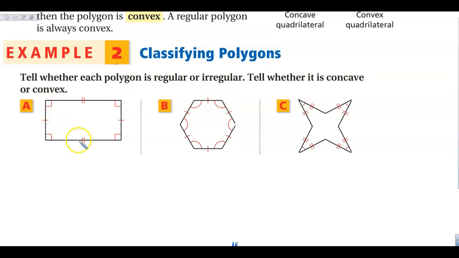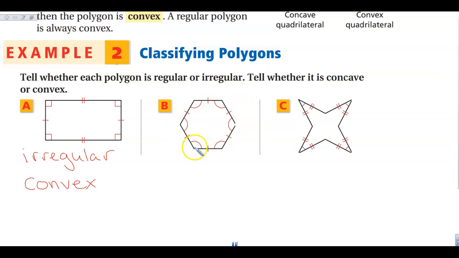So the first thing we look at here, we have a rectangle. All 4 angles are the same, so it is equiangular. But is it equilateral? Is this side the same length as this side? And that answer is no. These are 2 different side lengths. So because the side lengths are different, it cannot be regular. So it is irregular. Concave or convex, everything pops out, nothing cuts in anywhere, so it is convex.